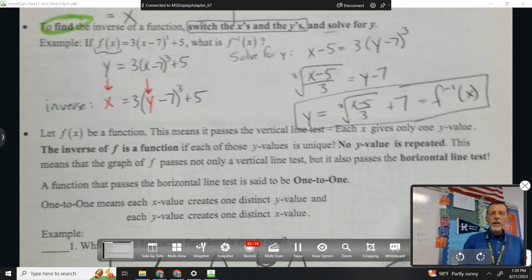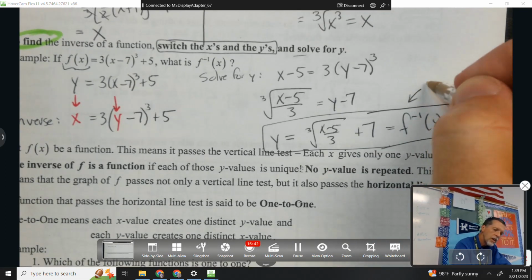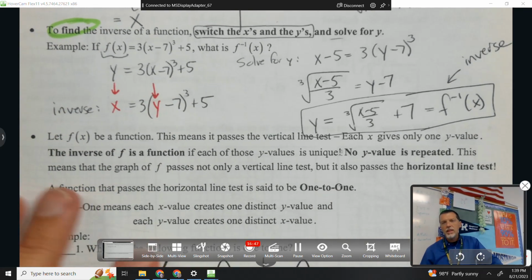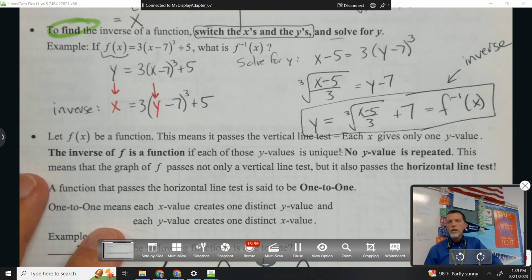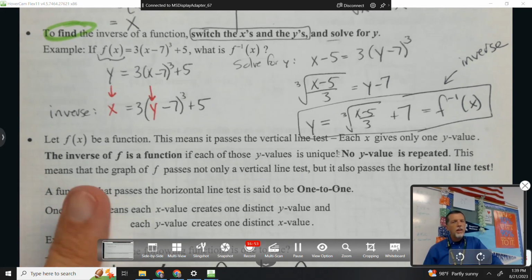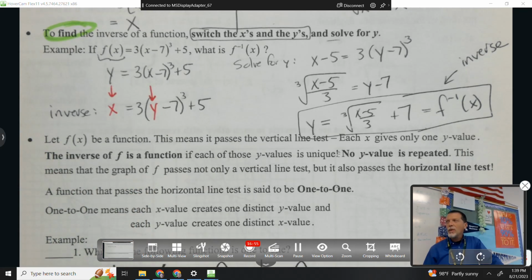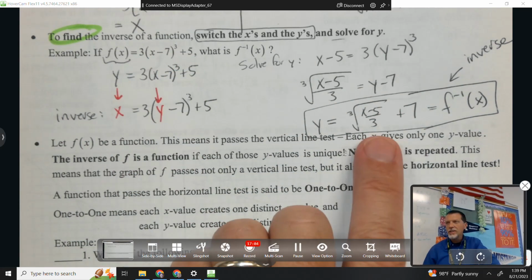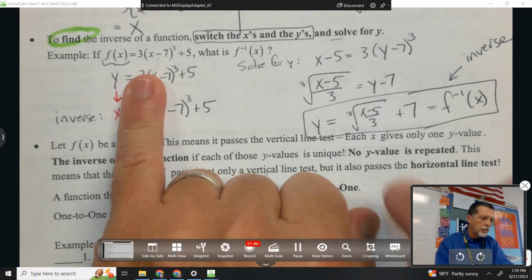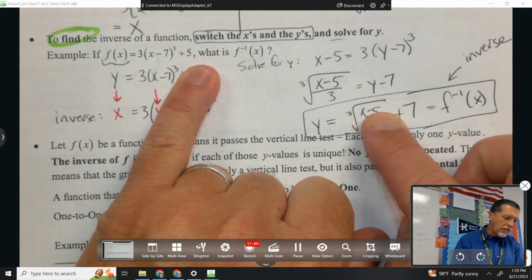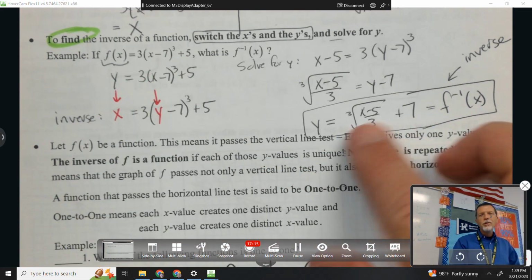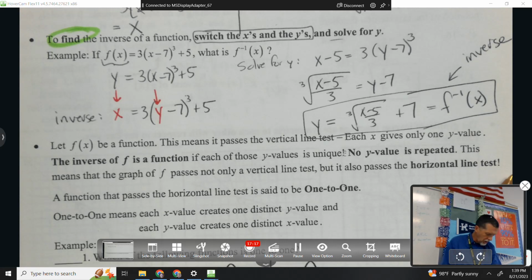You don't have to label it as an inverse, but on a multiple choice test it will likely be labeled as the inverse, so make sure you recognize what that means. You can't really check it by inspection, but you can halfway check it by inspection. Look at all the things that are going on in the original and see if the opposite things are going on in the inverse. Times 3 divided by 3, plus 5 minus 5, minus 7 plus 7, cube and cube root. Who knows exactly if they're in the right spot, but at least they're all there.